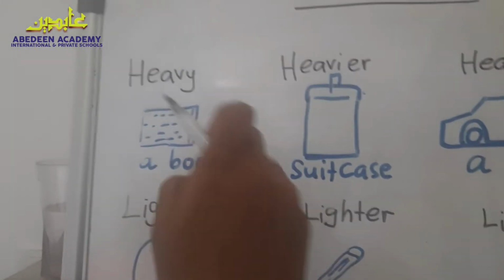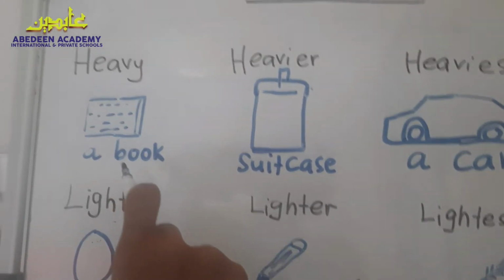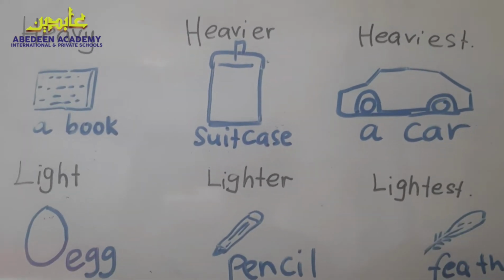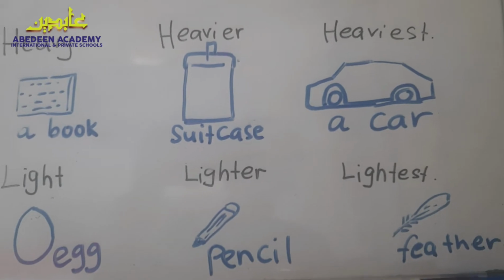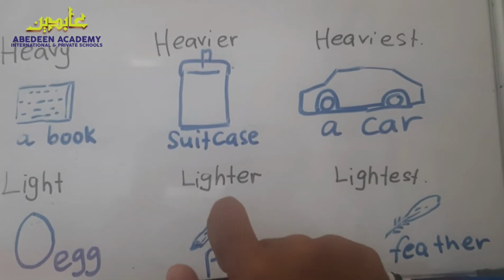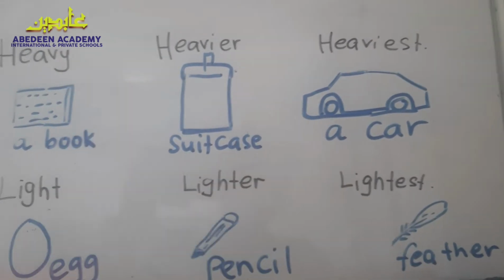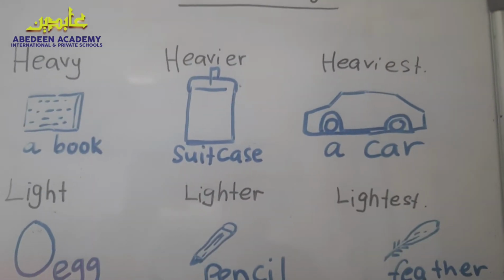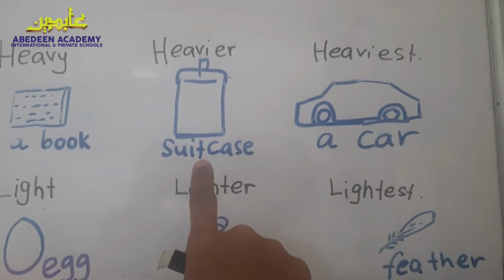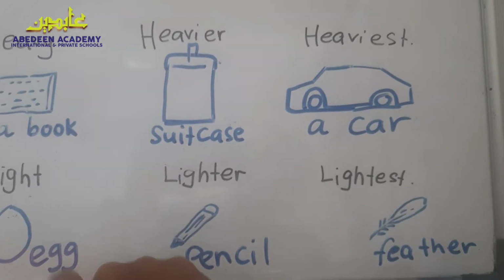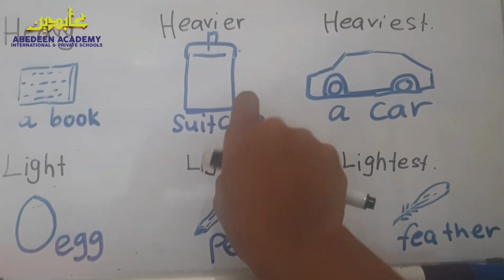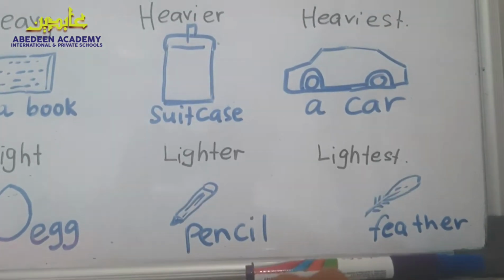So for example, here we have a book, right? A book is a bit heavy, it has weight, you can hold it with your hand. And then we have a suitcase. Which one is heavier, a suitcase or a book? A simple book or a suitcase? Of course the suitcase is a little bit heavier than a normal book, right? A small book, you can carry it but it will have a little weight, right?